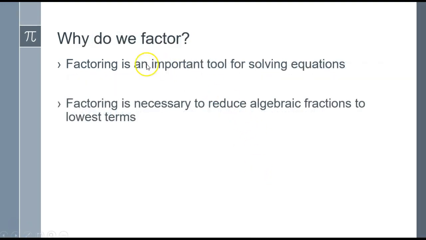So factoring is an important tool for solving equations, and it's necessary to reduce algebraic fractions. When you reduced fractions with numbers like 2/10, you reduce that to 1/5 because the top had a factor of 2 and the bottom had a factor of 2. 2 times 5, so it left a 1 on the top and a 5 on the bottom. We can do the same thing with algebraic expressions, it just looks a little different.